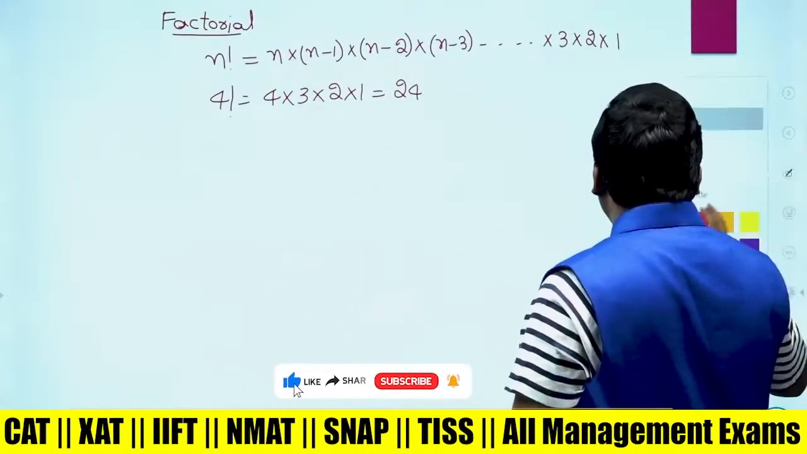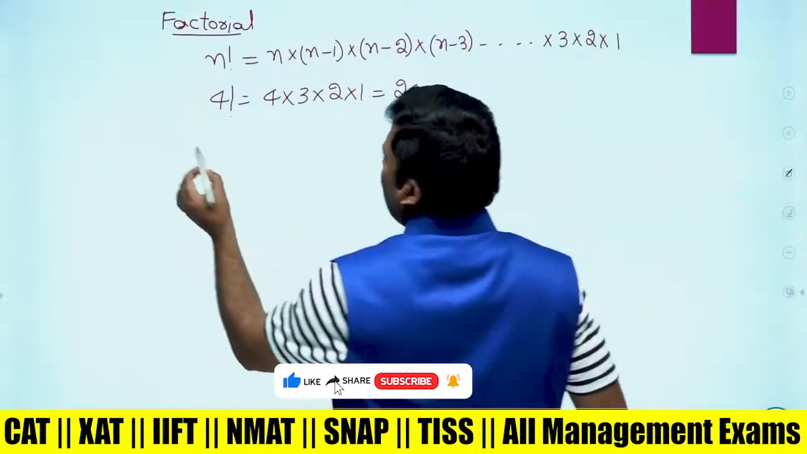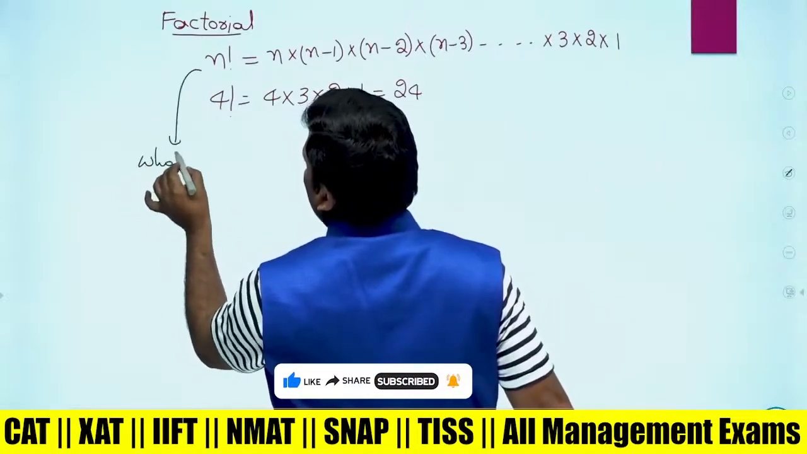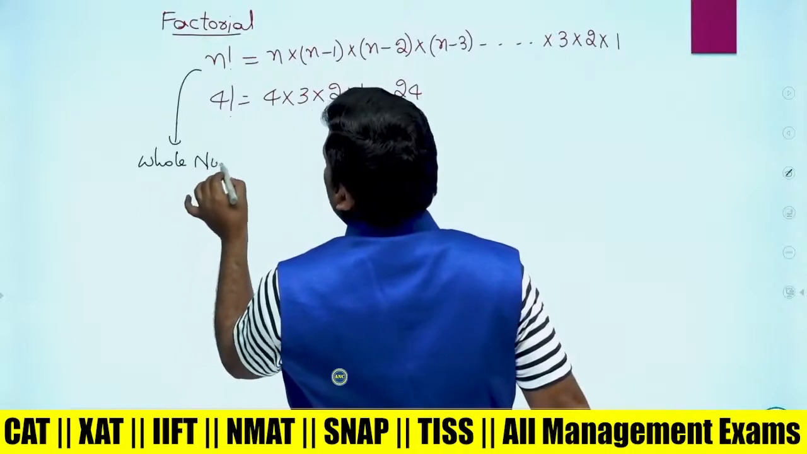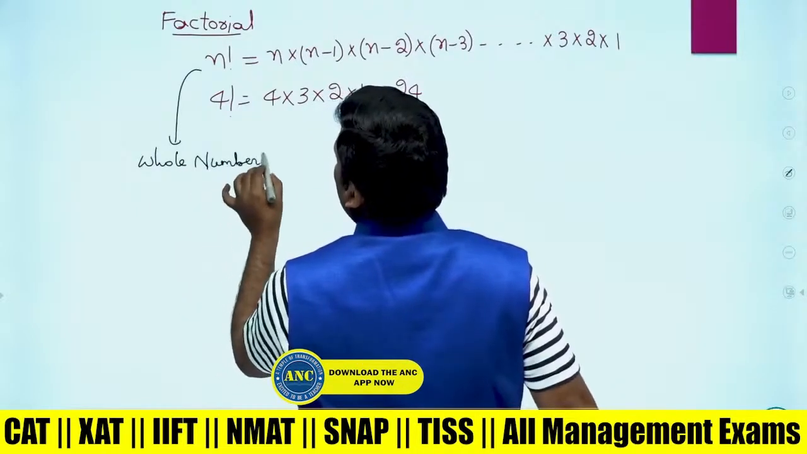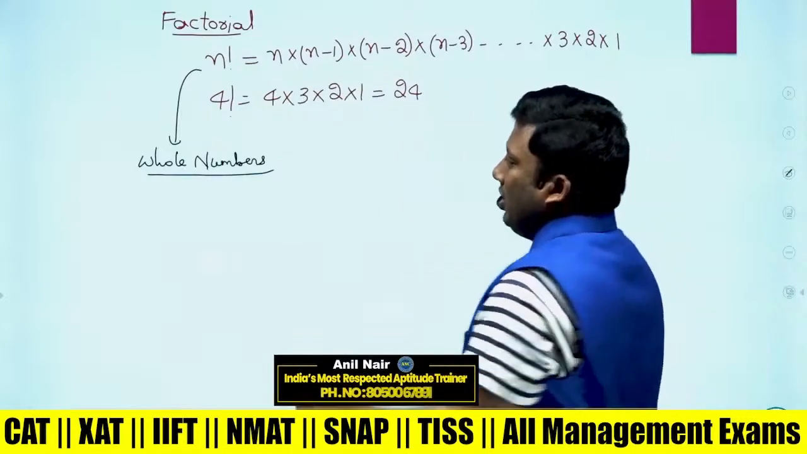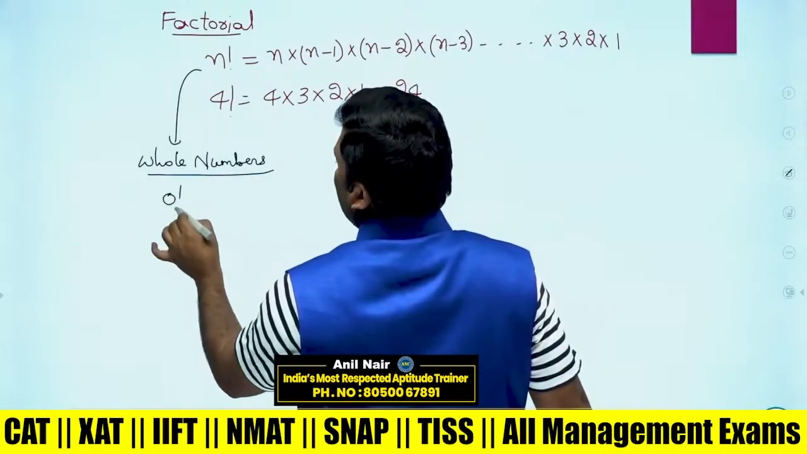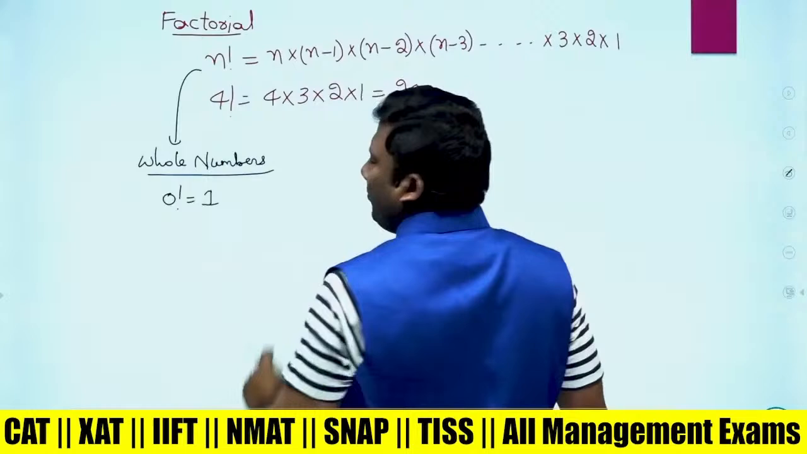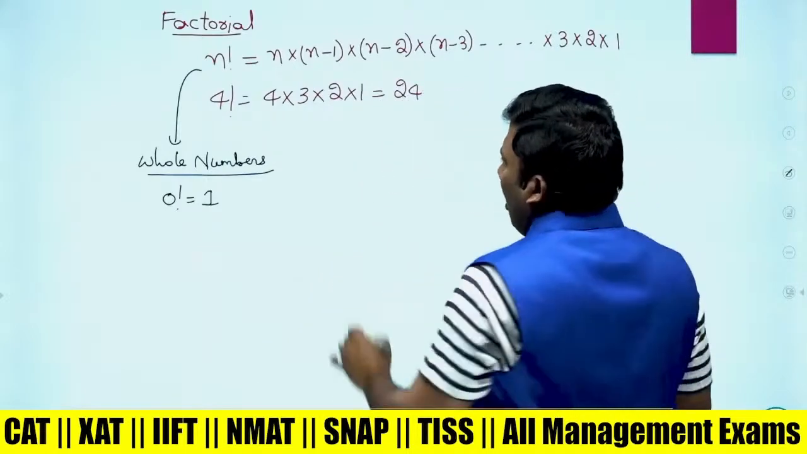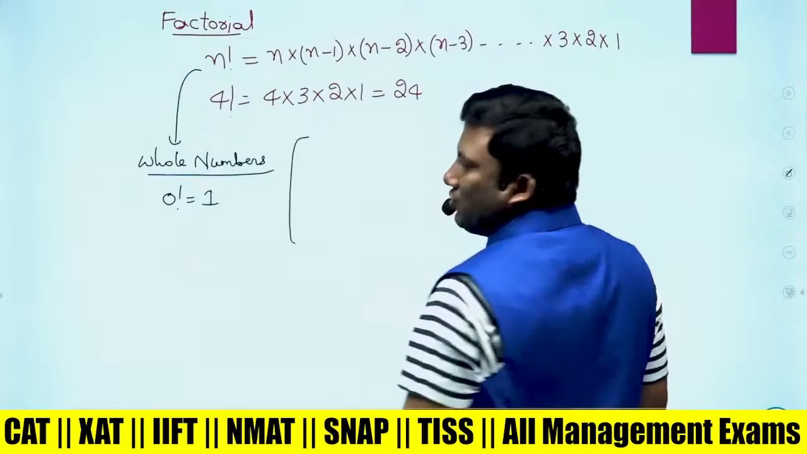Factorial is defined for whole numbers. 0 factorial is 1. Now, how is 0 factorial 1?